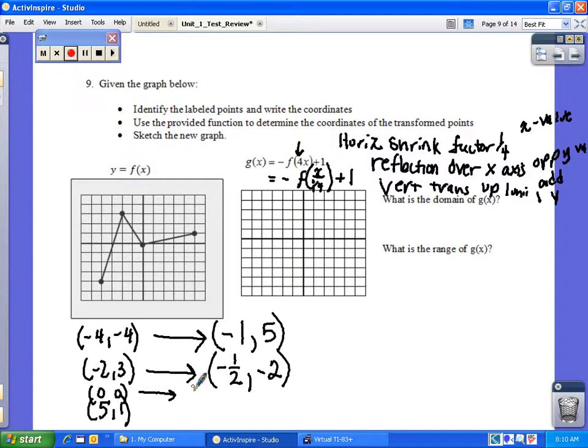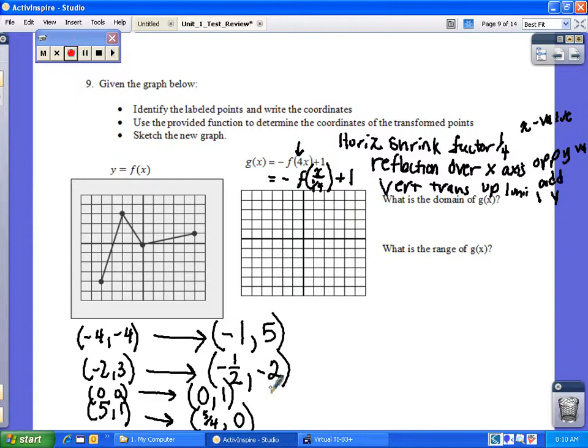0, 0, I'm just going to get 0 again. And then same thing, reflecting, the opposite of 0 is 0, add 1 is 1. And then finally 5, 1, multiply the x by 1/4, that's going to give me 5/4. And then take the opposite of the y, that's negative 1, and add 1, I get 0.